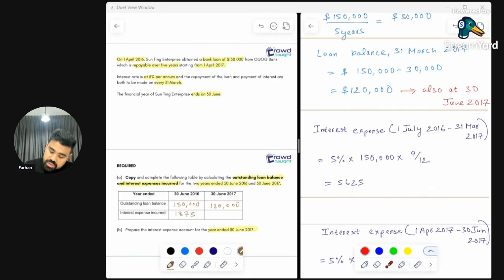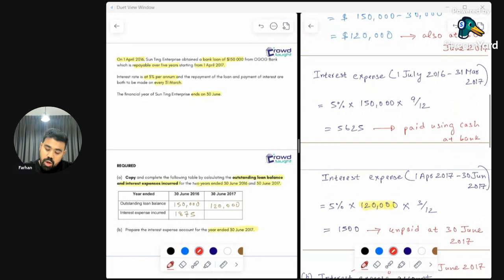Now, this $5,625 would be paid using funds available in the cash at bank account, okay? Right? Because at 31 March 2017, we are making 2 repayments. One of them is for the loan amount of $30,000, and the other one is for the interest expense that we have incurred, okay? So this would already be paid using the funds available in the cash at bank account, okay? So I just want to make that note here because we will be using this later when we prepare the interest expense ledger account.